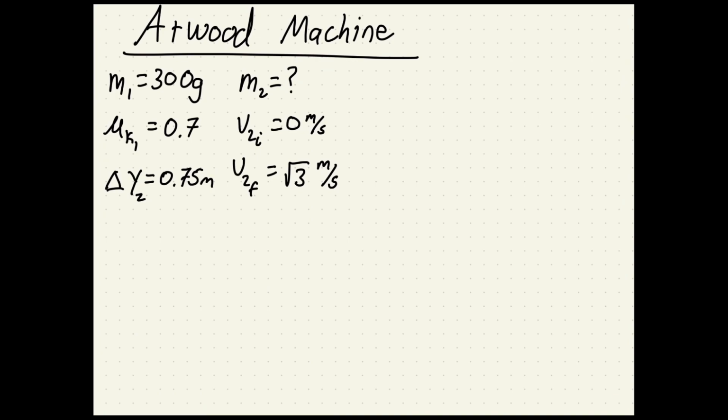Okay, last one for today. Let's say we have a thing called an Atwood machine. Maybe you've seen this before, or maybe you've seen one demonstrated before. You probably have, but you may not know it was called an Atwood machine. Atwood machines are a pretty simple device.